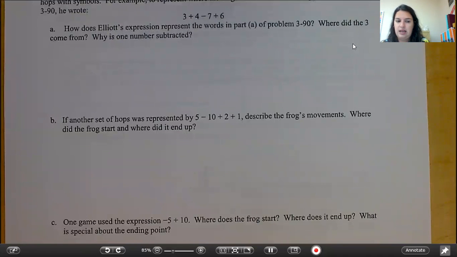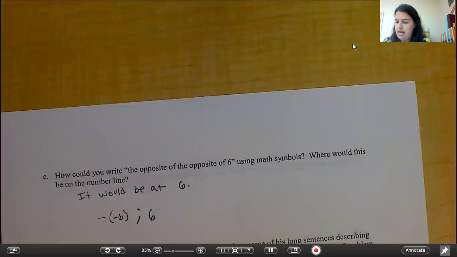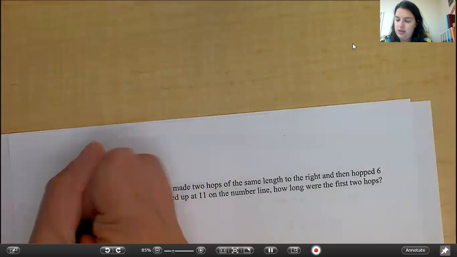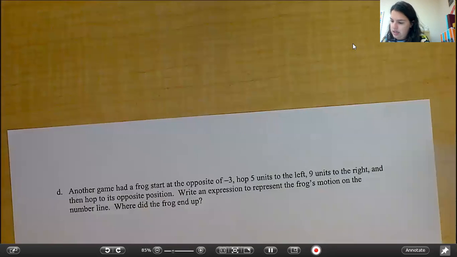And then part C says one game used the expression negative 5 plus 10. Where does the frog start? Where does the frog end up? And what is special about the ending point? So you are going to answer parts A, B, and C. And you do not have to do part D on the back. Actually, you do need to do part D and E.